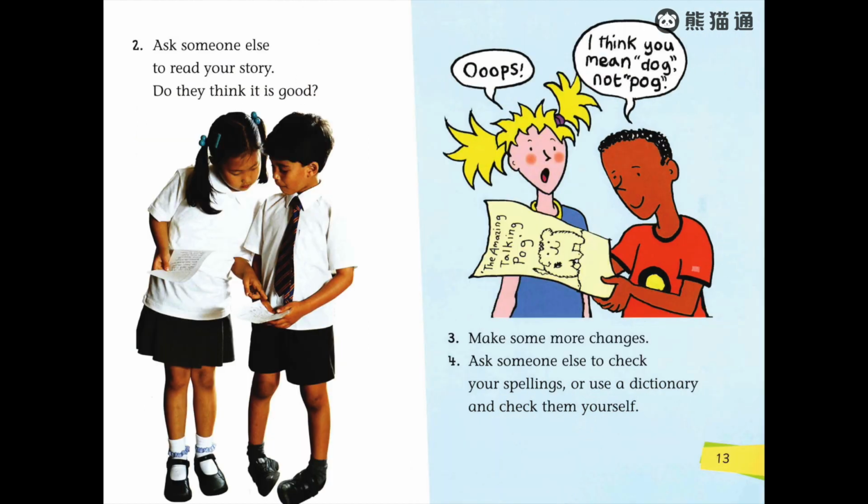2. Ask someone else to read your story. Do they think it is good? Oops! I think you mean dog, not pog. 3. Make some more changes. 4. Ask someone else to check your spellings or use a dictionary and check them yourself.